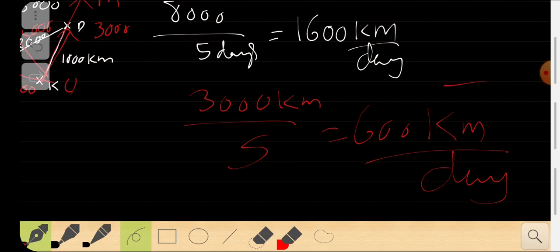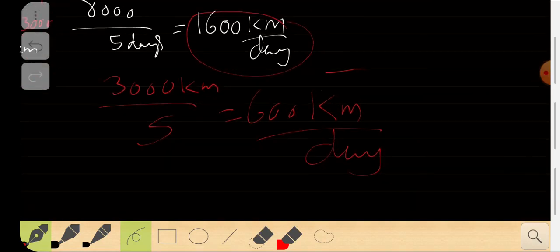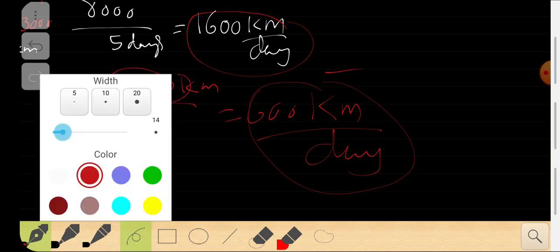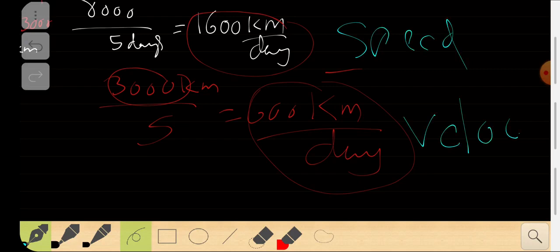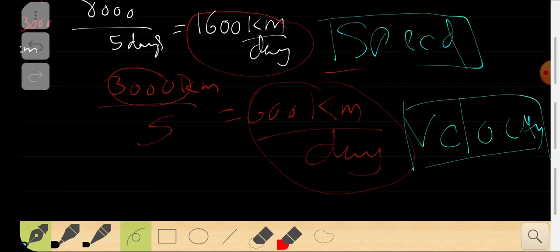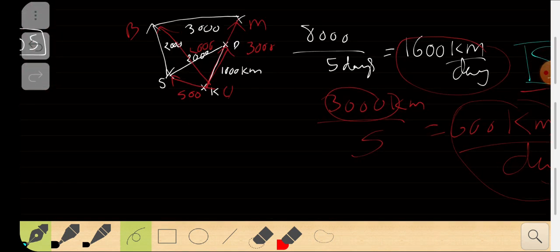That's a different thing. So distance gives the speed, and displacement gives the velocity. So displacement was 3000, and this 600 is called the velocity. So speed and velocity are different things. This is called the speed, and this is called the velocity. One depends upon direction and the other doesn't depend upon direction. One is a vector and the other one is a scalar.